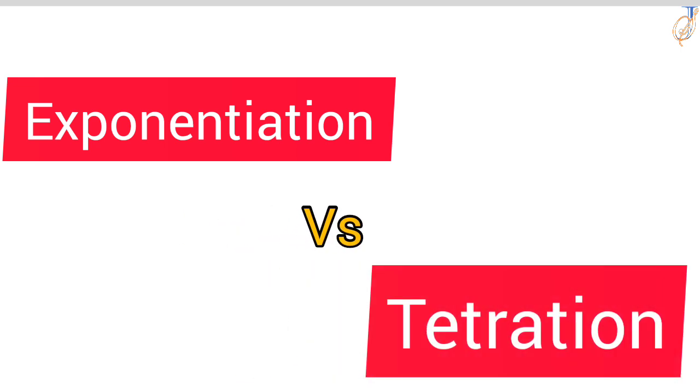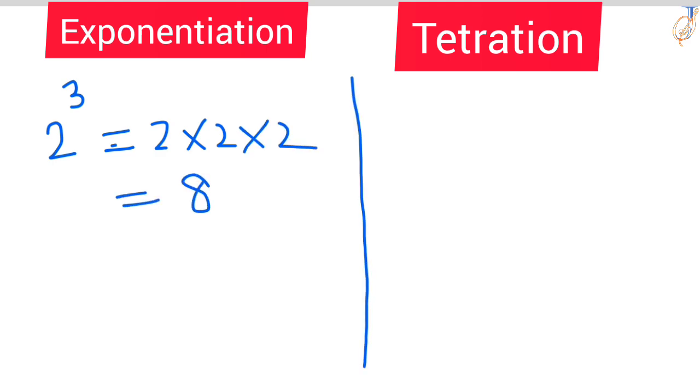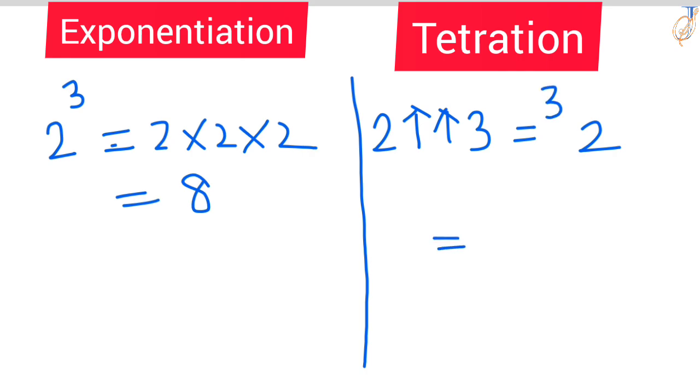Let's see the difference between exponentiation and tetration. What is exponentiation? It is a repeated multiplication. So 2 power 3 you write as 2 times 2 times 2, which is equal to 8. But in tetration, you write 2 tetrated to 3. The number 3 is written in the power on the left hand side, which means 2 power 2 power 2. Number 2 you write 3 times.